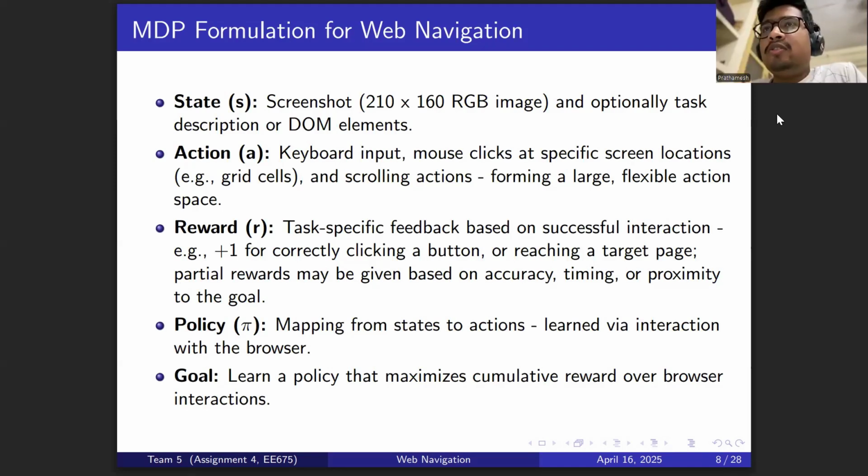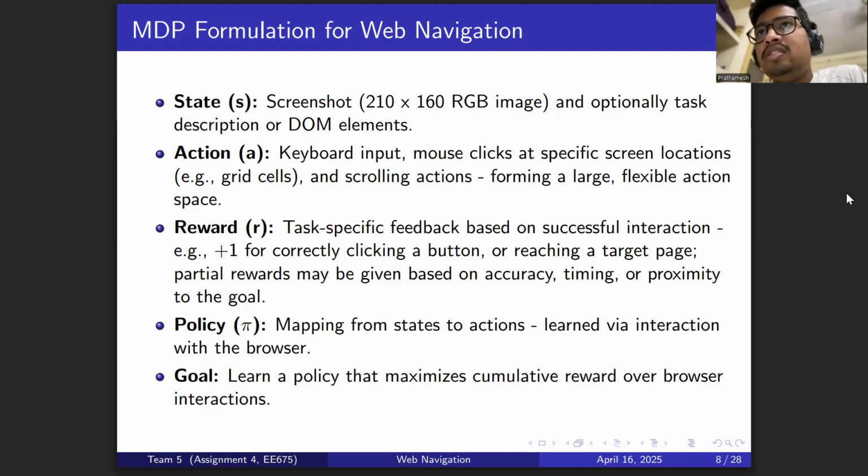Now that we understand what MiniWoB++ is, let us frame the web navigation problem formally using the MDP structure. The state space in MiniWoB is quite rich. It can include a screenshot of the page, which is a 210 by 160 RGB image. Optionally, it can include a textual task description, for example, click the button 1, as well as a list of elements on the page. We might use only one or a combination of these depending on how we design the agent. For example, in the simple clicking approach, which we will see next, we'll mainly use screenshots.